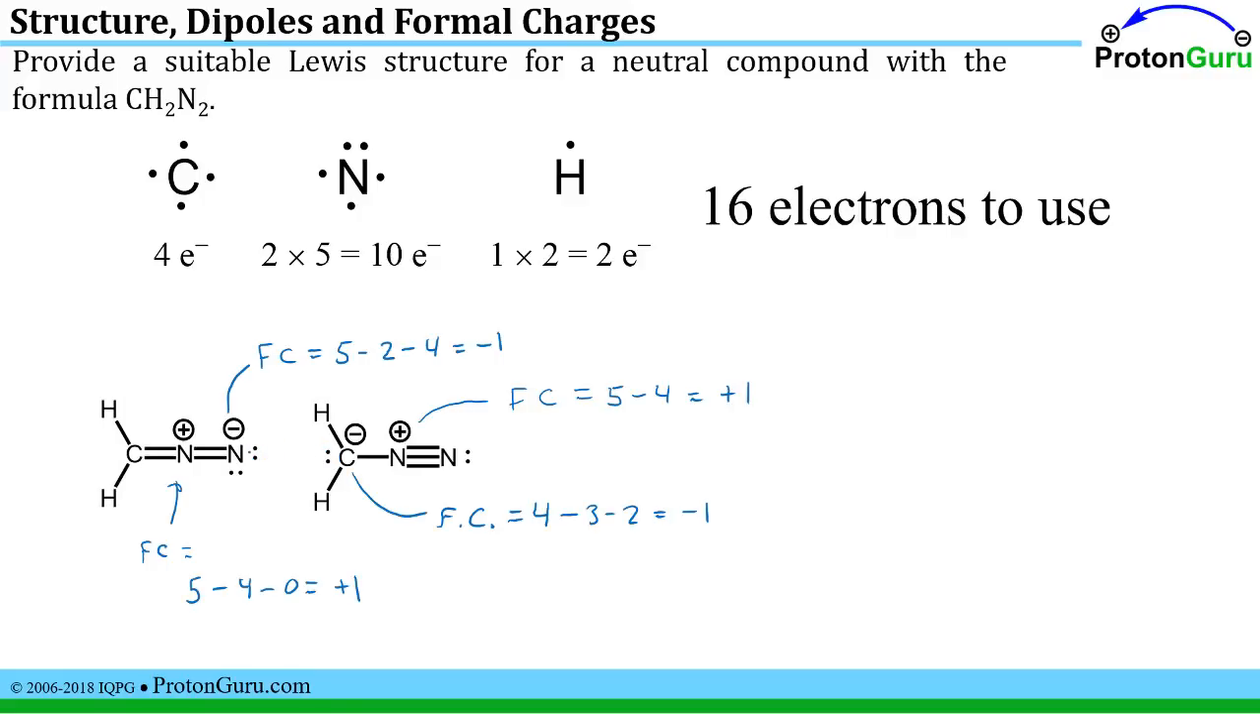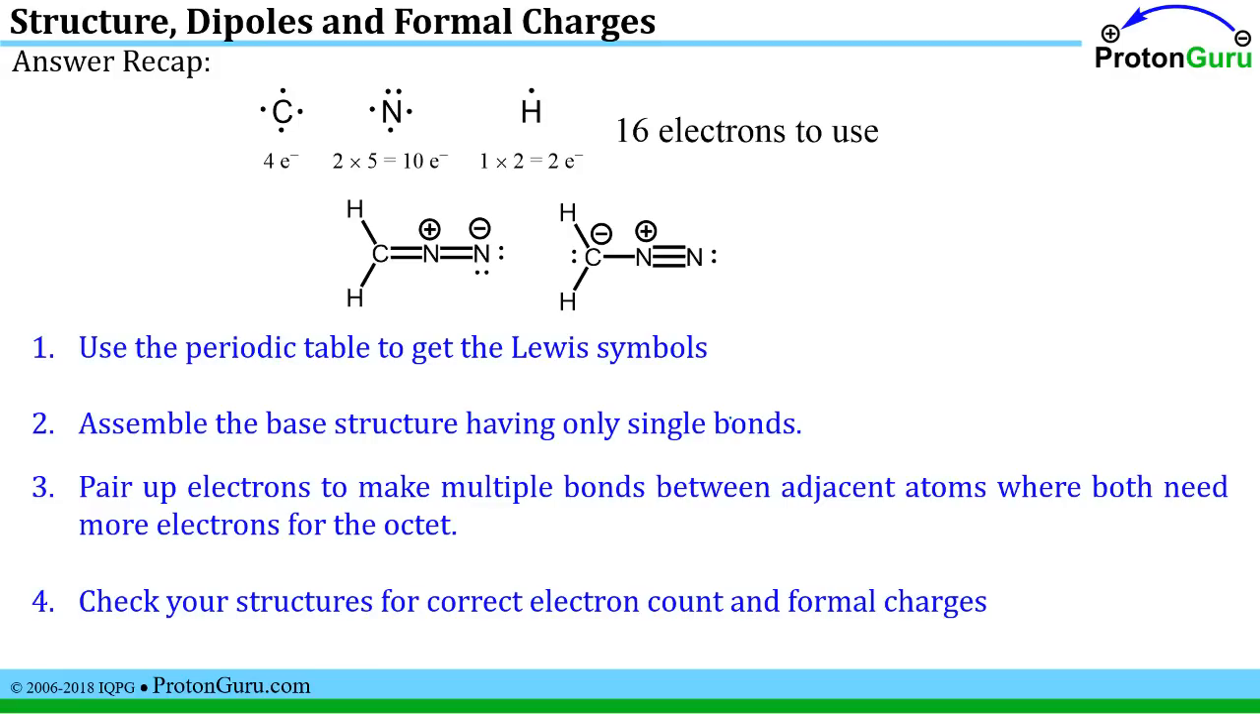And for all the non-zero formal charges, I've written down the equations: the valence minus half the bonding electrons minus any non-bonding electrons. If you don't know how to assign formal charges, we're covering it later in the video. So let's recap this answer and see what the procedure is to get these types of problems correct.